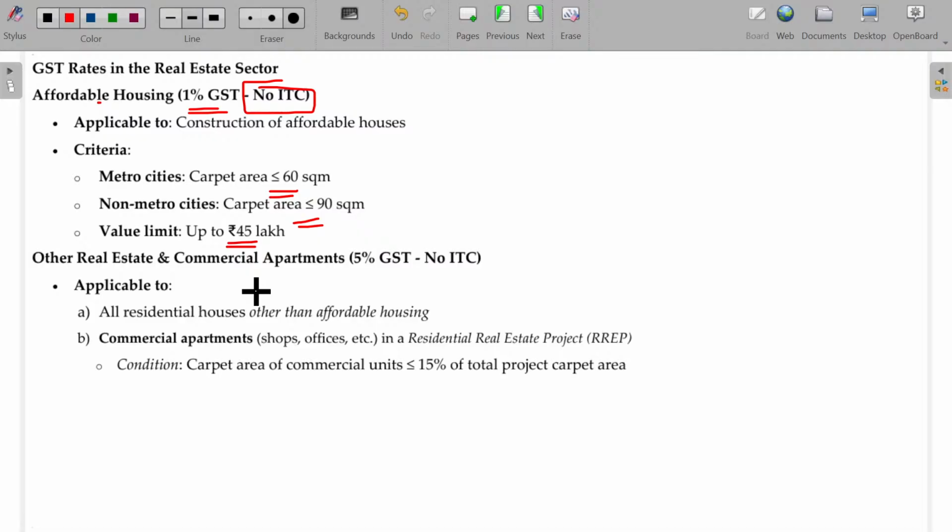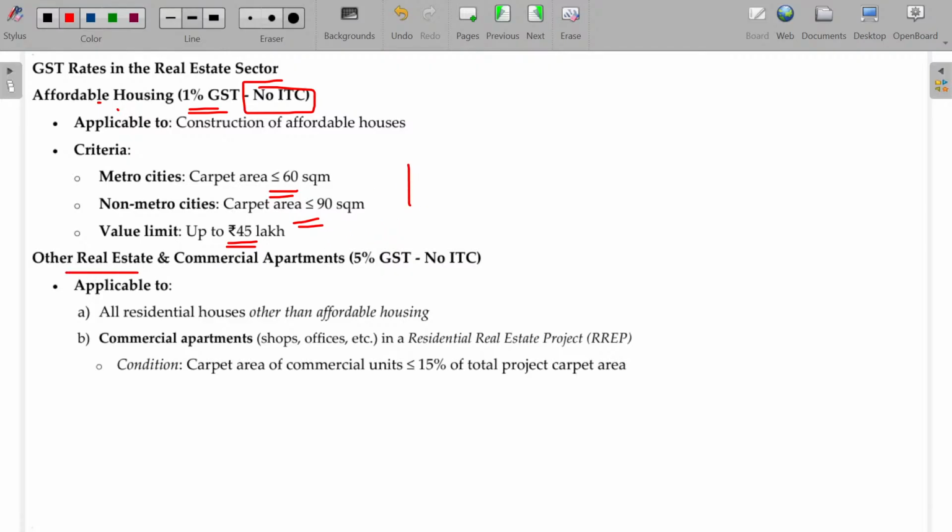Usually we will study in practical life, the flat size is all mentioned in square feet. It's not square feet here, it's a square meter. 1 square meter is roughly around 10 point some number. So you can directly multiply with 10, you will get an approximate number. So almost 60 square meter, otherwise 600 square feet and less will be considered as affordable housing. In case of non-metro, it's 90. Other than that, this will be considered as non-affordable house properties.